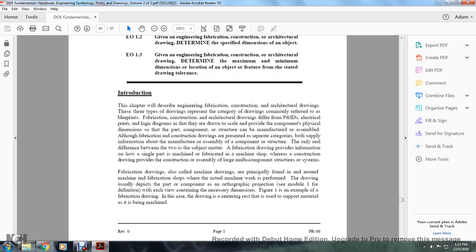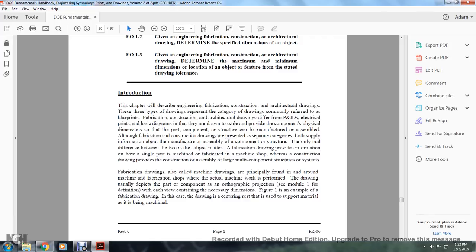The introduction. This chapter will describe the engineering fabrication, construction, and architectural drawings, the three types of drawings that represent the category of drawings commonly referred to as blueprints. Fabrication, construction, and architectural drawings differ from piping and instrument drawings, electrical prints, and logic drawings in that they provide the physical dimensions of the component so that the component or structure can be manufactured and assembled. Although fabrication and construction drawings are represented as separate categories, both supply information about the manufacture and assembly of the component and the structure.